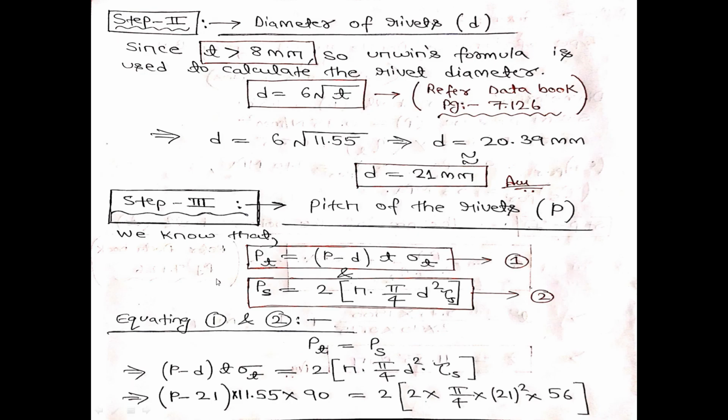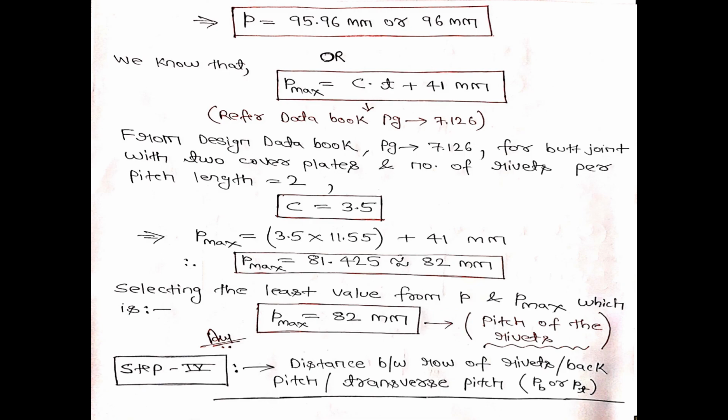Just equate PT with PS, you will get the value of pitch, and that pitch is 95.96 mm, or near about equal to 96 mm. But this pitch may be correct or may not be correct. For that we have to again evaluate the pitch by using the empirical relation Pmax is equal to Ct plus 41 mm, which I can get from data book page number 7.126.